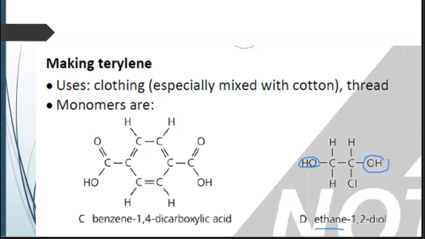So I have one name as benzene 1,4-dicarboxylic acid. And on the next slide, I have ethane 1,2-diol. And these structures are going to come together now to react. So let's see how this reaction is going to play out for us.